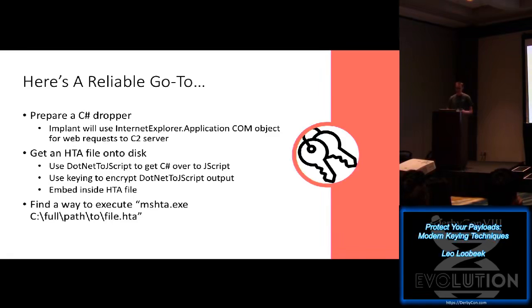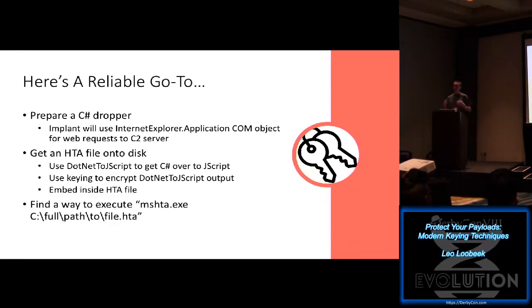And here's one of my reliable go-tos that I've been using on and off for a year that's been super EDR friendly. Basically, I'll prepare some sort of C# dropper, and the implant overall will use the IE COM object. That is programmatically using Internet Explorer and the Internet Explorer process to call back to different web servers. And then I'm going to try and get an HTA file onto disk.